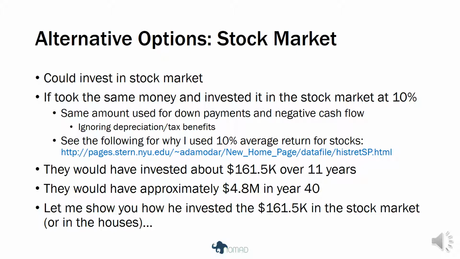If you want to see why I use the 10% average return for stocks, I put a little reference page up there as to where I got that number from. I didn't just pull it out of thin air. I actually did a little research, and I think that is aggressively high for the stock market, but conservatively high for Nomad.